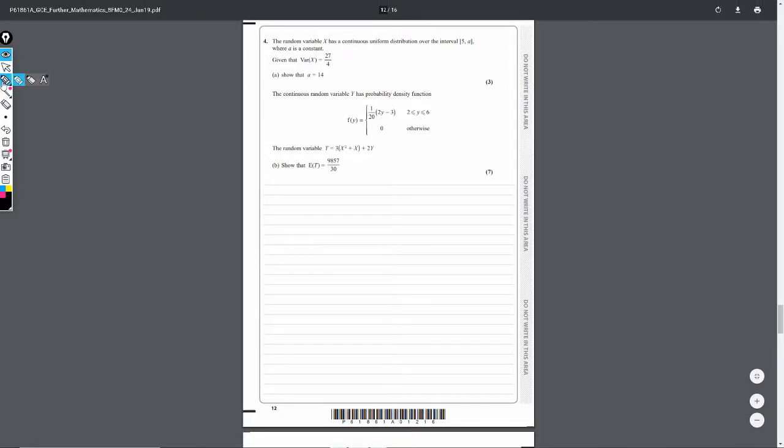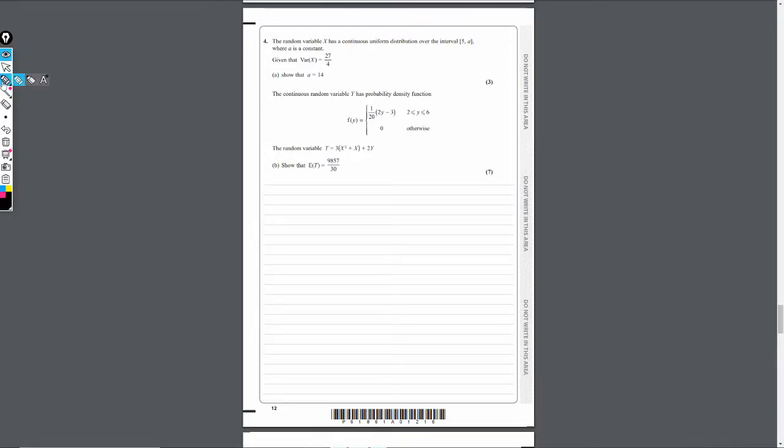Now finally moving on to question 4, this is the very last question for this exam. And it's not too bad of a final question. It's basically looking at a continuous uniform distribution for part A, and then this second part involves a probability density function for a continuous random variable. So let's jump straight into this.